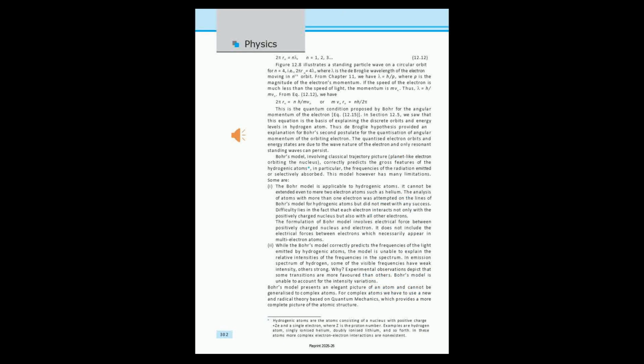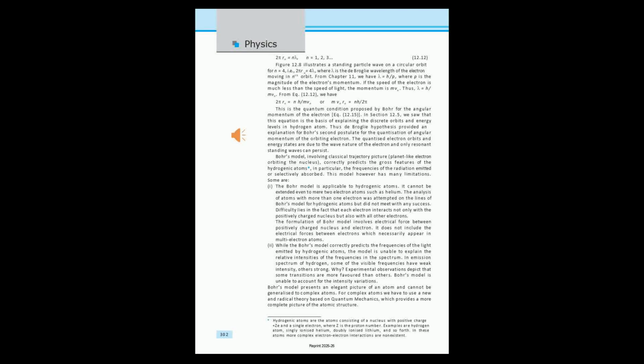Figure 12.8 illustrates a standing particle wave on a circular orbit for n equals 4, that is, 2πr equals 4λ, where λ is the de Broglie wavelength of the electron moving in the nth orbit. From Chapter 11, we have λ equals h by p, where p is the magnitude of the electron's momentum. If the speed of the electron is much less than the speed of light, the momentum is mvn. Thus, λ equals h by mvn. From equation 12.12, we have 2πRn equals nh by mvn, or mvnRn equals nh by 2π.